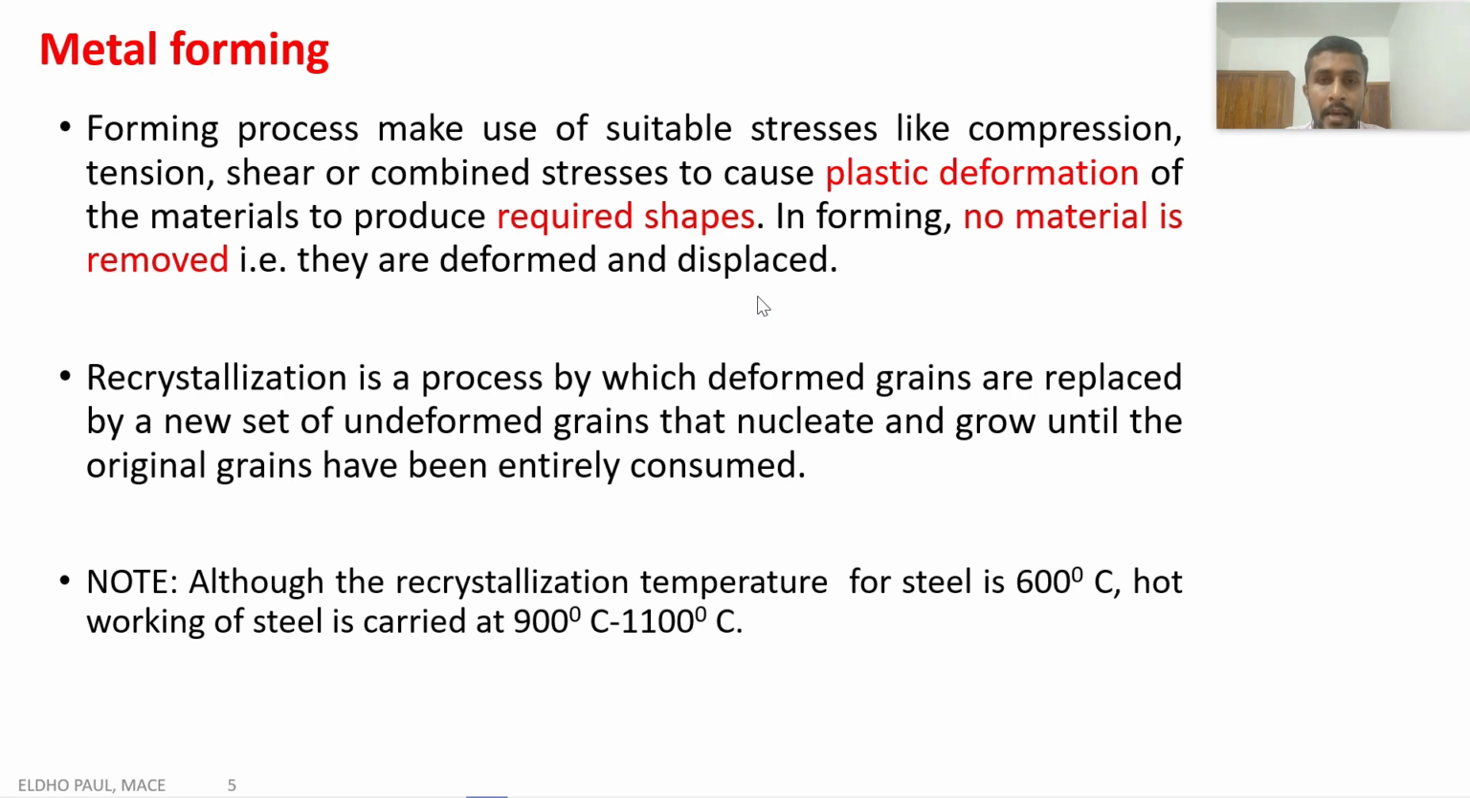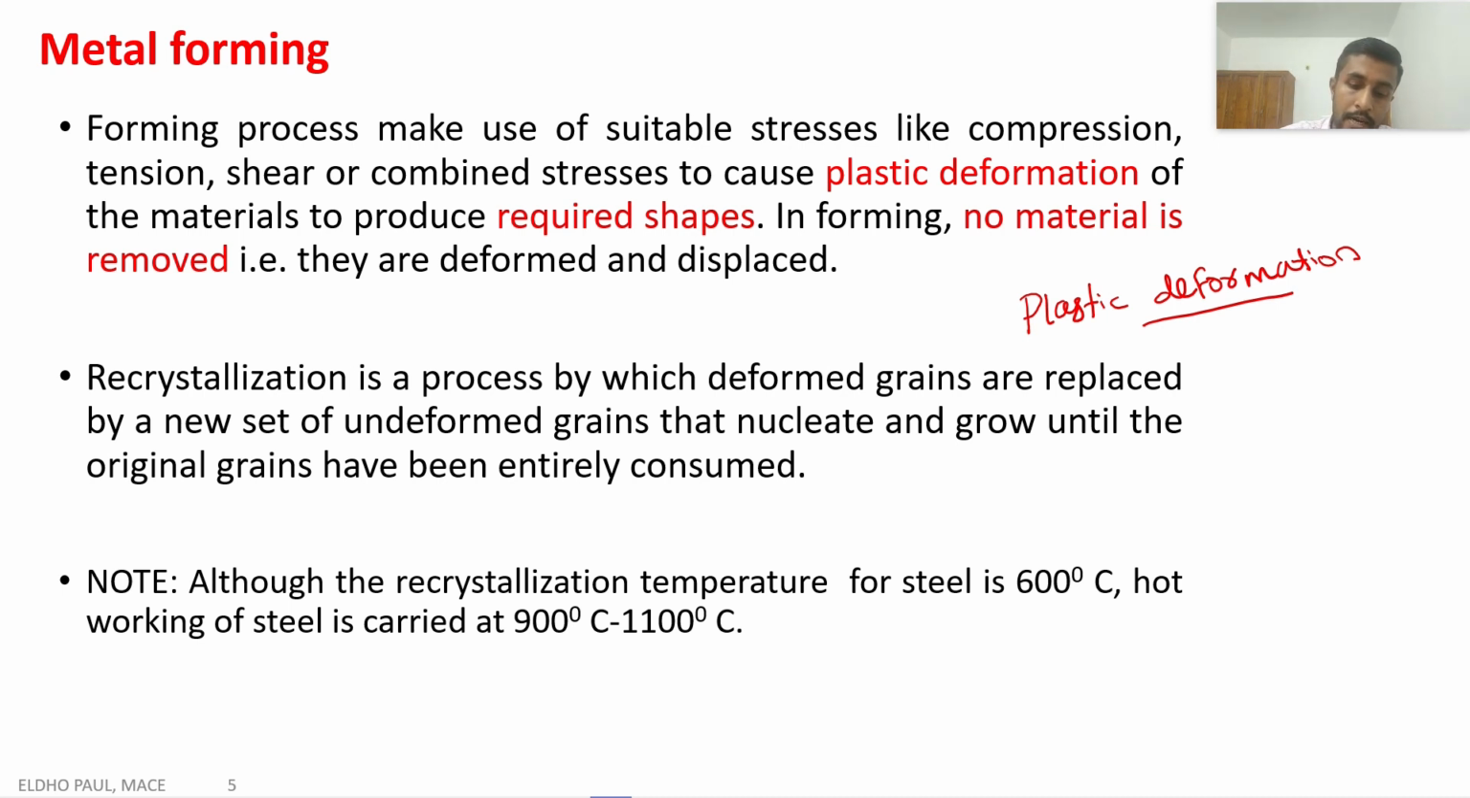When we apply a stress on the material equal to the flow stress of the material at a particular strain, what happens? There will be a permanent or plastic deformation of the material, and we convert the raw material into a particular product. So the important thing here is the plastic deformation of the raw material.